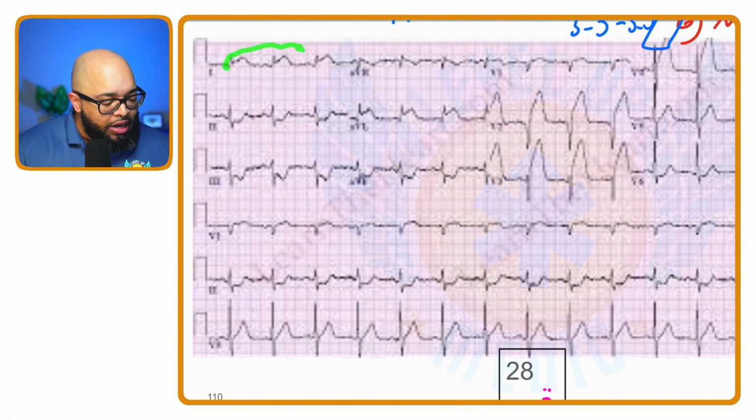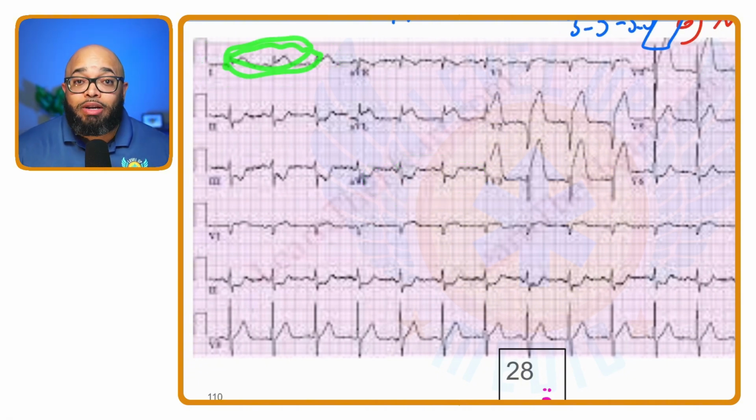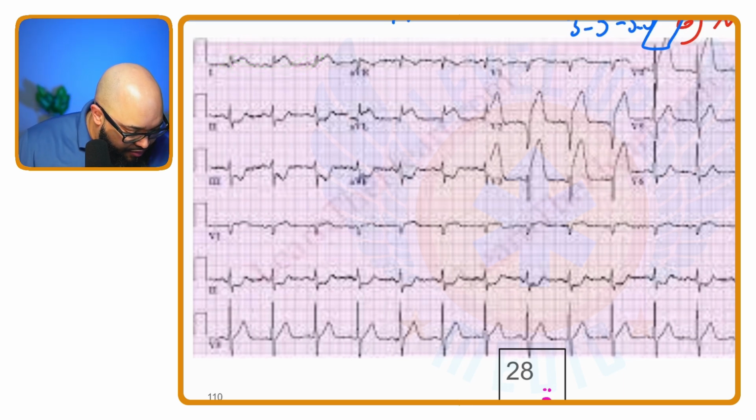Would you say lead 1, is this positive or negative? Is it pointing up or down? I'd say that's pointing up, so we call that positive. Let's look at AVF.